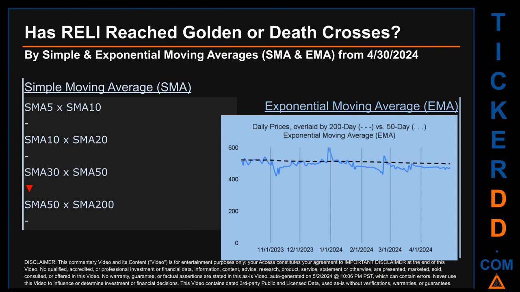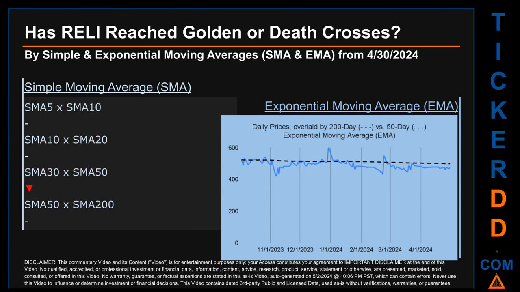Has RELI price reached golden or death crosses? Golden cross and death cross are basic signals that compare average prices across two specified trade day ranges, a short-term versus a long-term range. For example, 5-day versus 10 trade days.